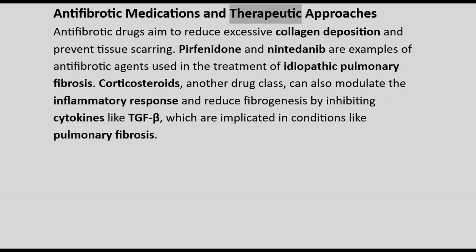Antifibrotic medications and therapeutic approaches. Antifibrotic drugs aim to reduce excessive collagen deposition and prevent tissue scarring. Pirfenidone and nintedanib are examples of antifibrotic agents used in the treatment of idiopathic pulmonary fibrosis. Corticosteroids, another drug class, can also modulate the inflammatory response and reduce fibrogenesis by inhibiting cytokines like TGF-beta, which are implicated in conditions like pulmonary fibrosis.